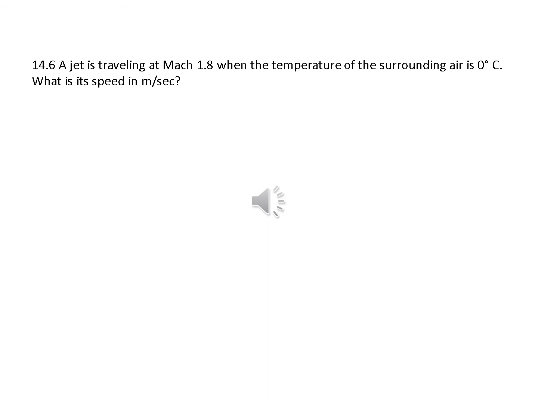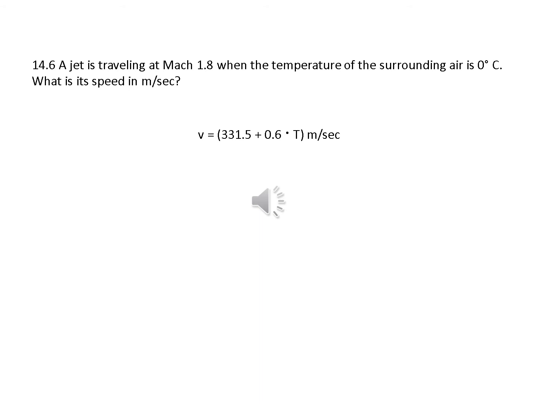On your own question 14.6 said, a jet is traveling at Mach 1.8 when the temperature of the surrounding air is 0 degrees Celsius. What is the speed in meters per second? Remember that we have a speed equation which says speed equals 331.5 plus 0.6 times the temperature, and then we label it meters per second. Remember that the V there stands for speed and the capital T there stands for temperature, but not temperature in Fahrenheit, temperature in centigrade or Celsius.